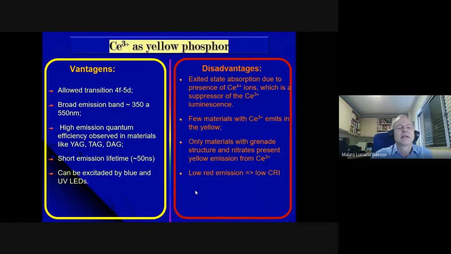I think I have to go faster. The advantages, for example, when you use cerium 3+, you have an allowed transition for 5d. Broad emission band in the yellow, high emission quantum efficiency, and short emission lifetime, which is very important for phosphor material, around 50 nanoseconds. It can be excited by blue and UV LED. Disadvantage: you always have some cerium 4+ in your sample. Few materials emit in yellow, it depends on the material where you are going to put the ion. And only materials with garnet structure and nitrate present yellow emission, as I'm going to show you. And low red emission, this is for all glasses.